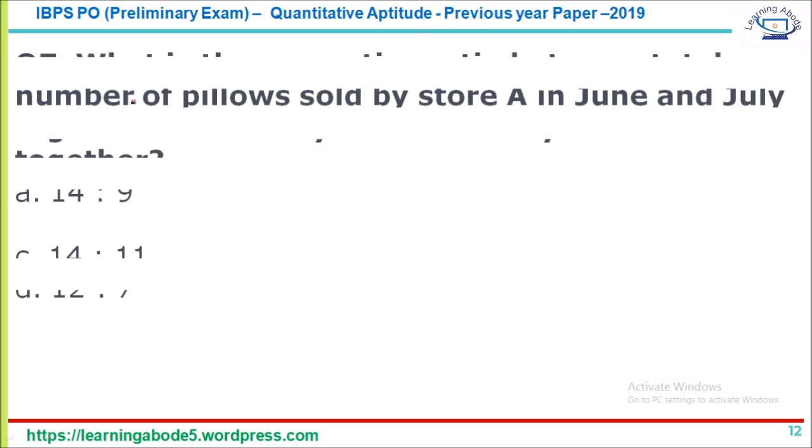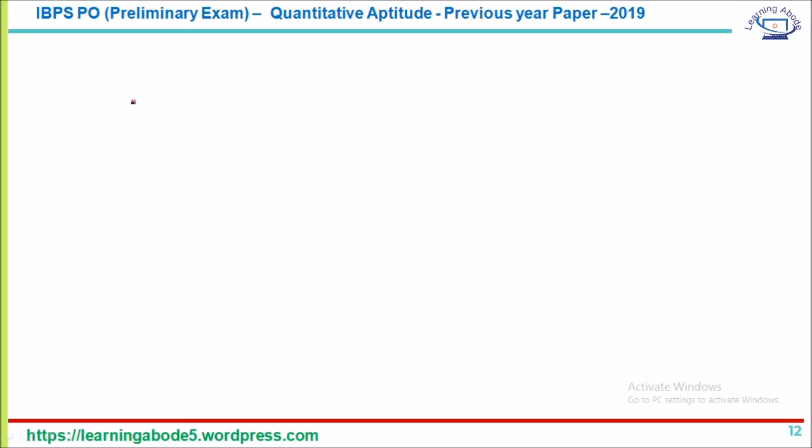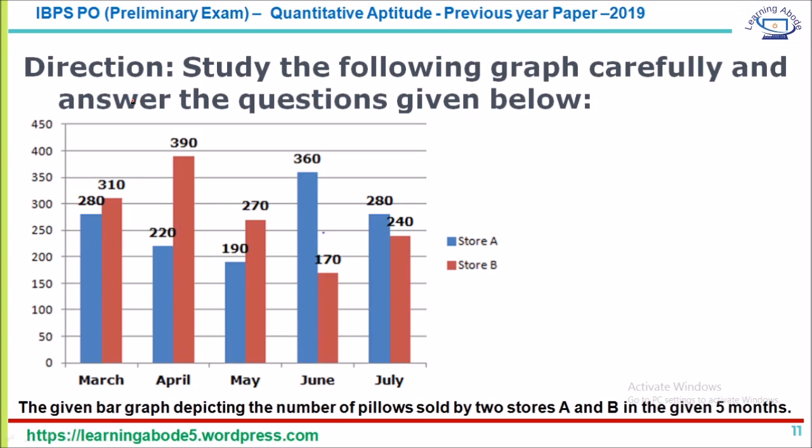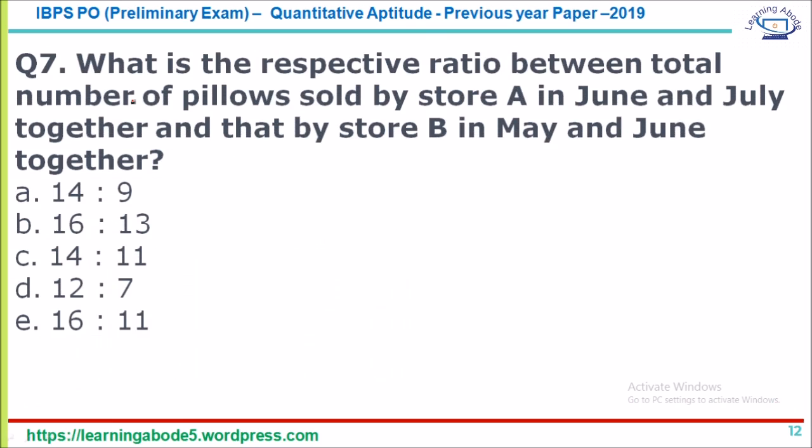Now I'll go to the questions. Okay, so the first question is, what is the respective ratio between total number of pillows sold by store A in June and July together, that by store A and B? So they're asking for the ratio, okay, of June, July and May, June.